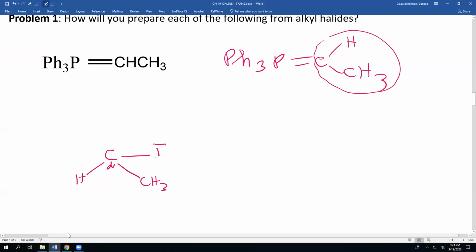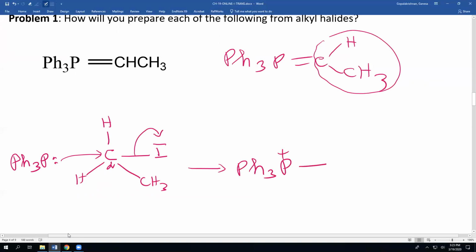So if you make it an alkyl halide, this requires another hydrogen. You treat that with the triphenyl phosphine. And as I showed, this reaction produces this intermediate, the hydrogen and the methyl. Next it drops the proton and becomes this one. So you simply treat an alkyl halide with a triphenyl phosphine.